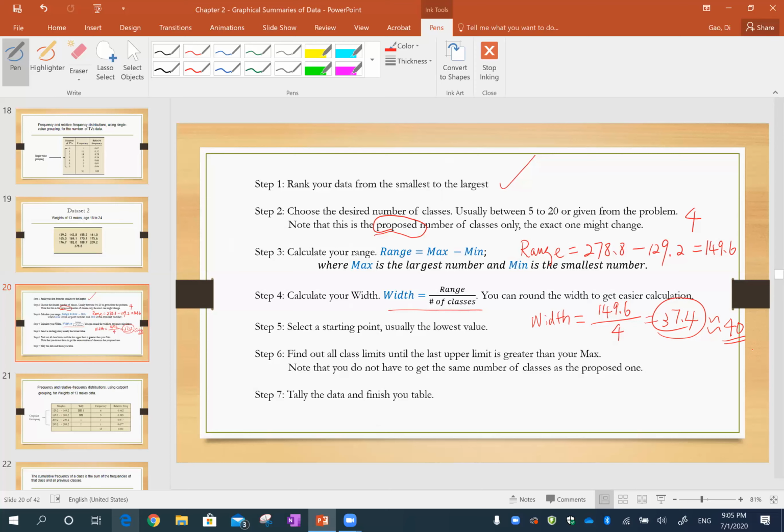So now we start with a starting point, which is the lowest value of the data set. The smallest value we have is 129.2. And then step 6, we find all class limits until the last upper limit is greater than your maximum. This is also important: you don't have to get the same number of classes as the proposed one. And then step 7, we finish the count, the tally. What is the frequency? What is the relative frequency?